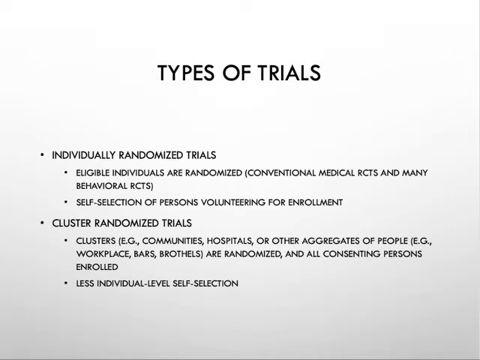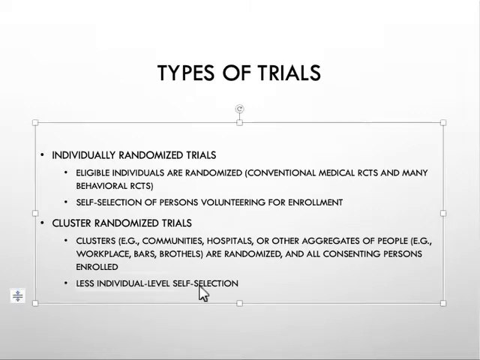So we have two types really of randomized control trials. We have individually randomized trials where eligible individuals are randomized, and self-selection of persons volunteering for enrollment is reduced. And then we have cluster randomized trials where communities, hospitals, schools, etc. are randomized and all consenting persons enrolled. And this involves less individual self-selection.